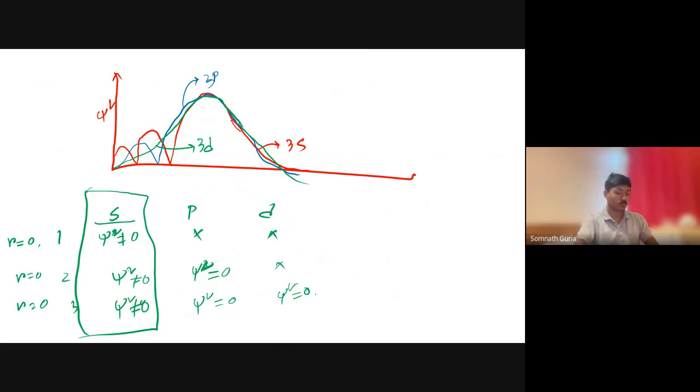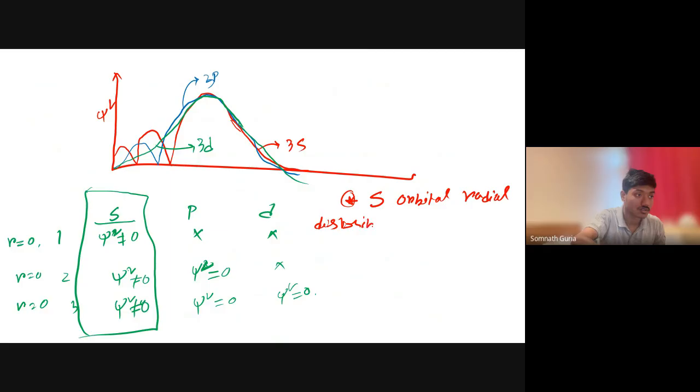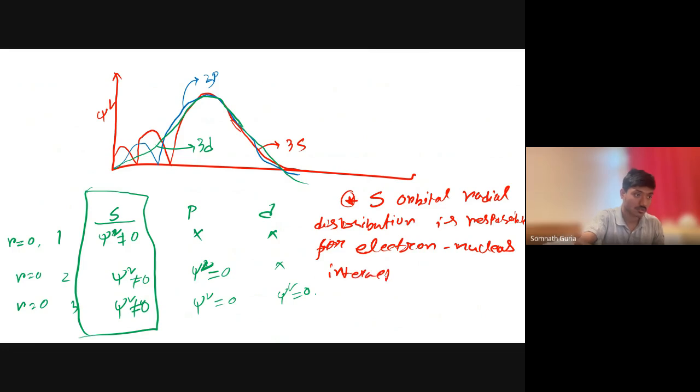Okay, so here the take home message is that the s electron at the s orbital, the radial distribution, is responsible for the electron nucleus interaction.